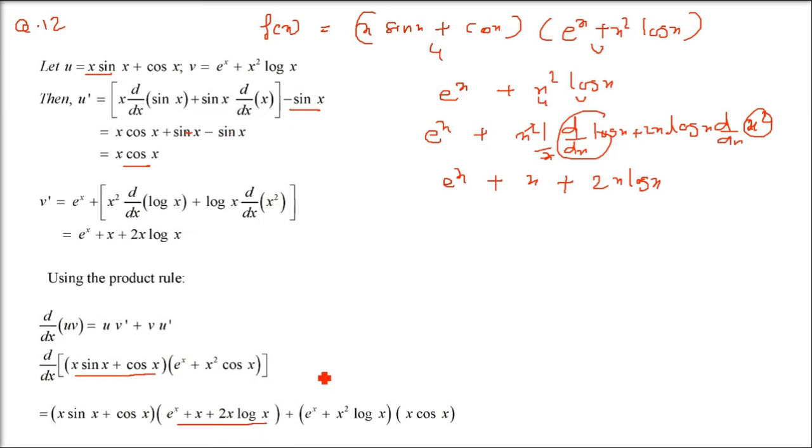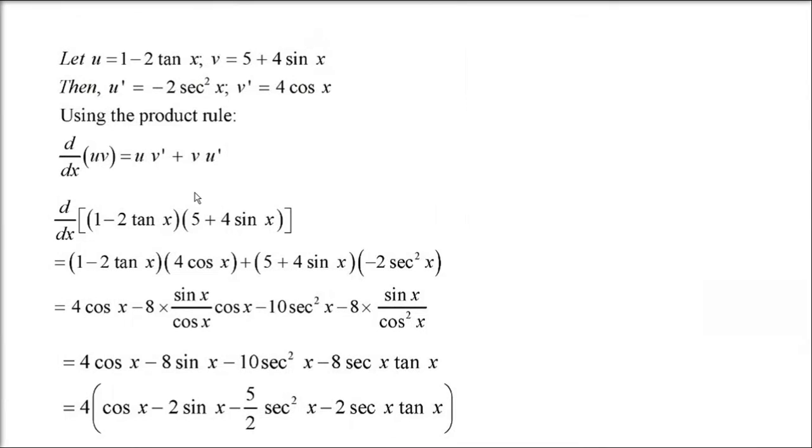So you just have to do u dash v dash u. I have done this multiplication, and don't solve it, keep it here only. You won't get anything common, so just keep it like this. I just left it like that.